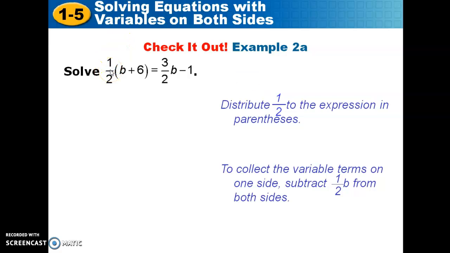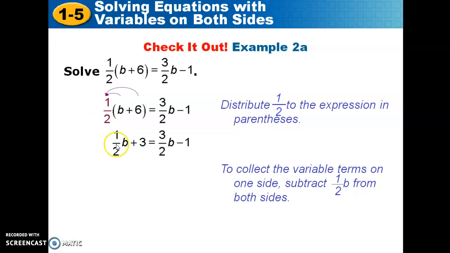Don't get freaked out by the fractions. It really doesn't have much of a bearing on it. So let's go ahead and take a look. The first thing I need to do here, I need to distribute this 1/2 to b plus 6. And when I do that, I get 1/2 b plus 3. Because 1/2 times there's an imaginary 1 in front of this b is 1/2. And then 1/2 times 6, what's half of 6? 3. Okay, I'm going to drop everything else down.